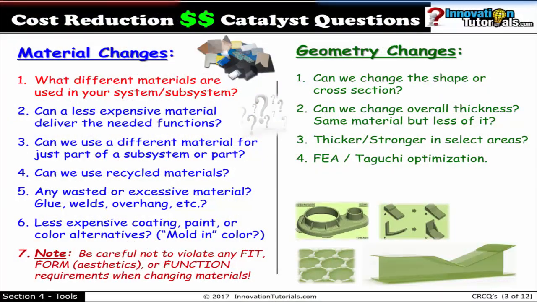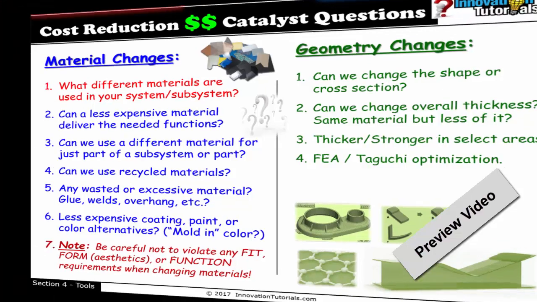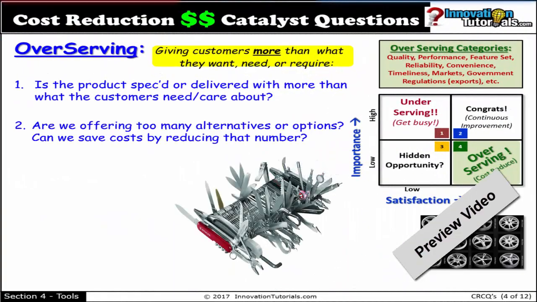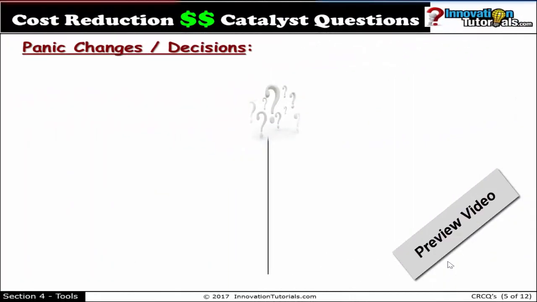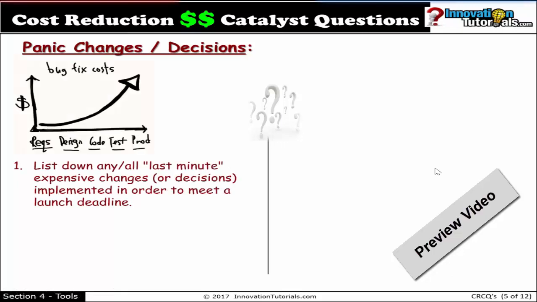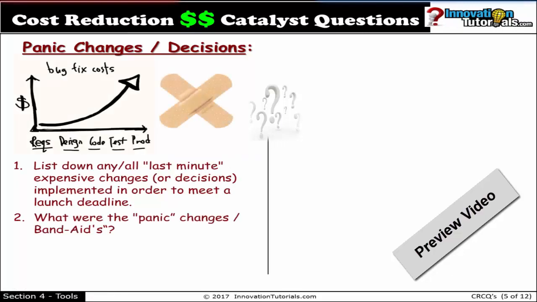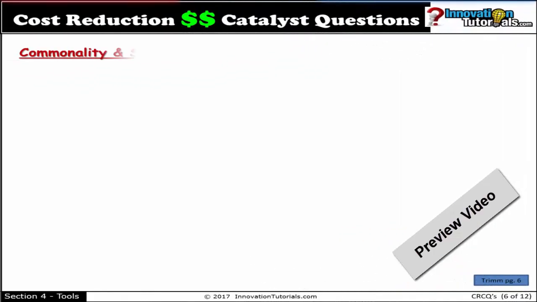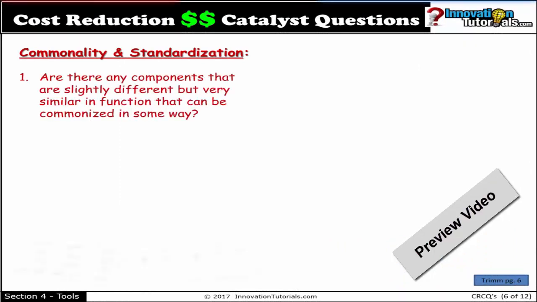Maybe optimization, geometry changes. Maybe we just designed it and we really need to do some finite element analysis on it to optimize the design that we've chosen. Testing. Second consideration for overserving is, are we offering too many alternatives? Have you ever made any last minute changes in order to meet some deadline? So this strategy deals with revisiting any band-aid fixes that you've done or last minute expensive changes in order to meet a deadline.